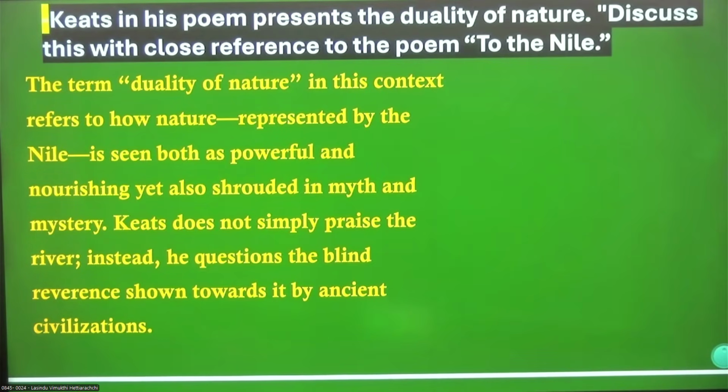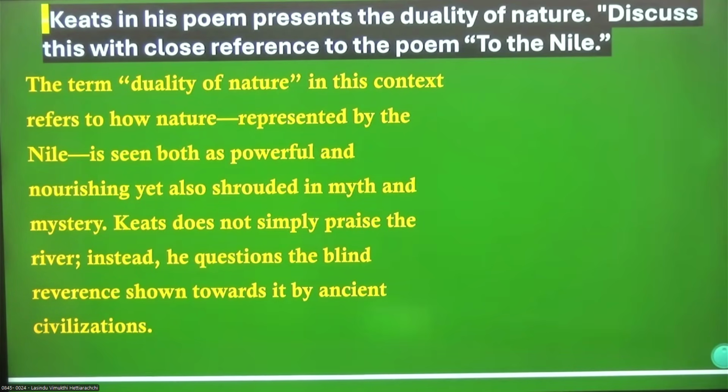The first aspect is that the Nile River is known to be a powerful, mythical, mystical thing. On the other hand, it is known to be a natural life giver as well. Both aspects are mentioned here. Keats does not simply praise the river, instead he questions the blind reverence shown towards it by ancient civilizations, right?